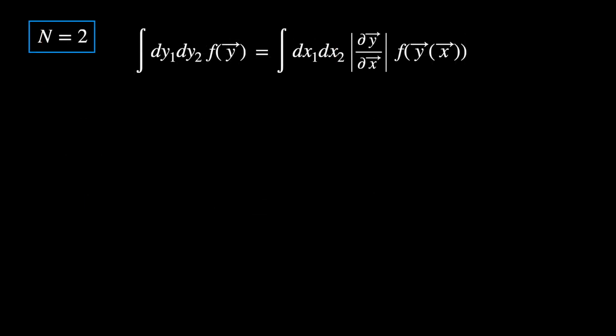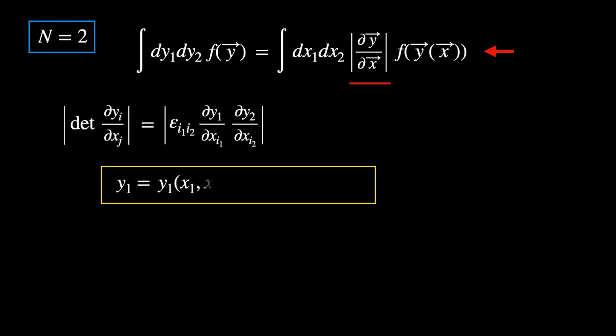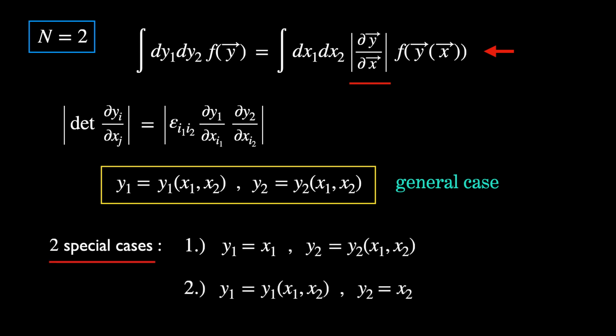Let's start with the proof for two variables, where the Jacobian is the following determinant. This should work for a general invertible map between y and x. Let's prove this by first looking at two special cases. For the first case, y1 is just equal to x1. This component is not changed at all, while y2 is some arbitrary invertible function of x1 and x2. For the second case, it's the other way round. y2 is unchanged, while y1 is dependent on x1 and x2.